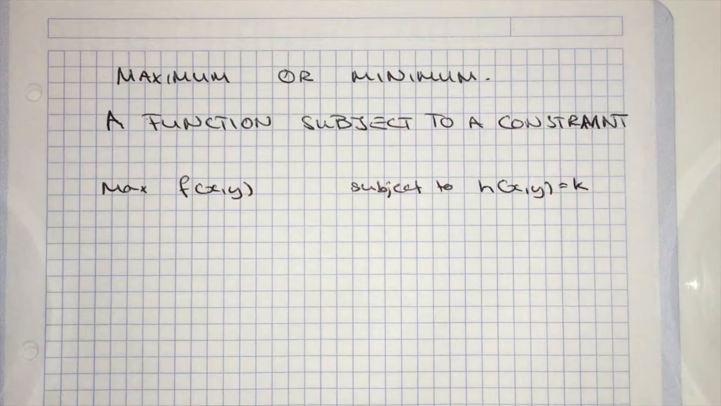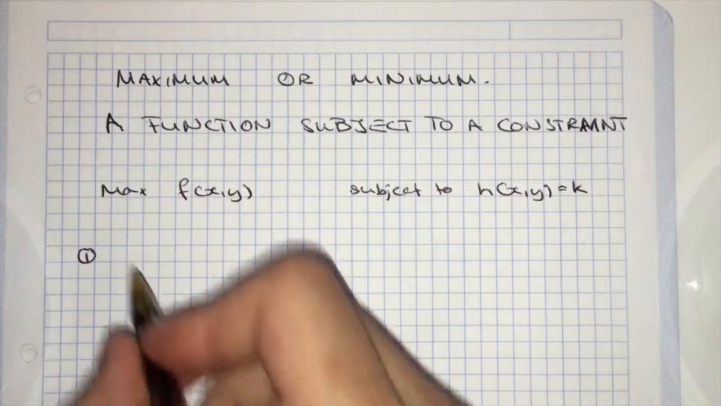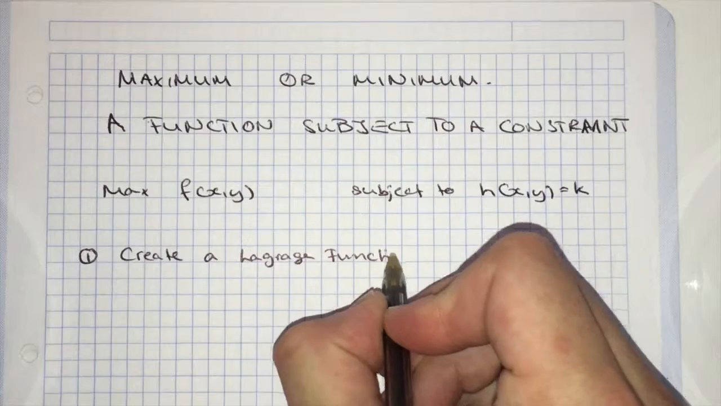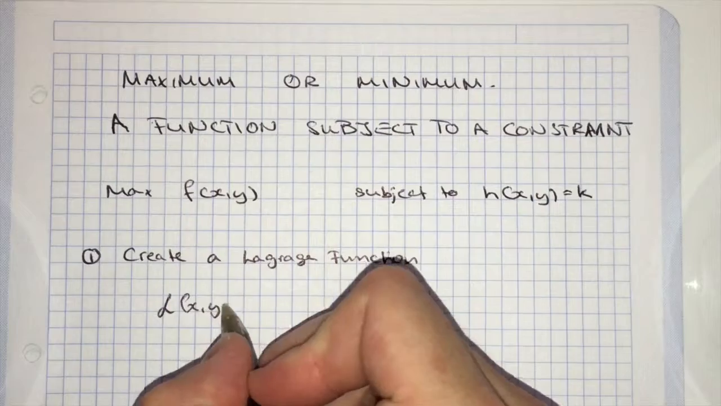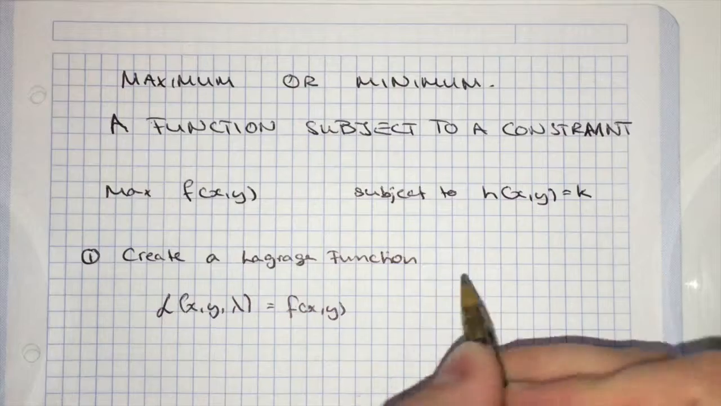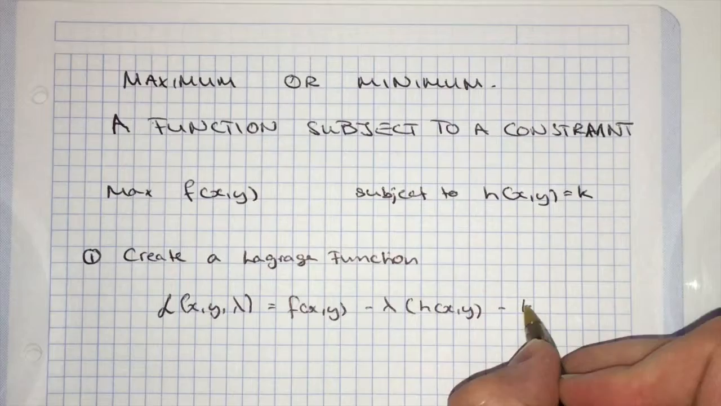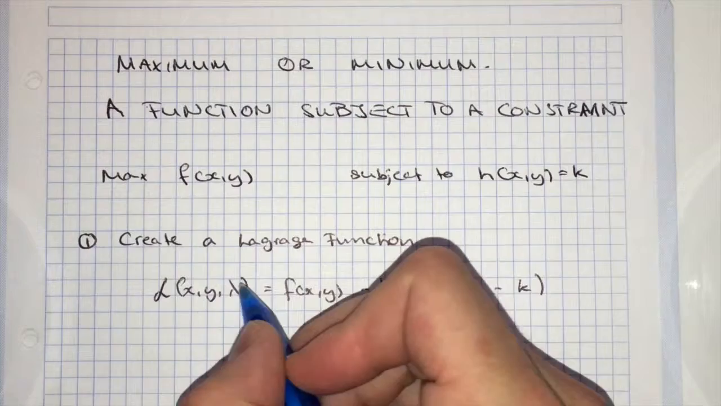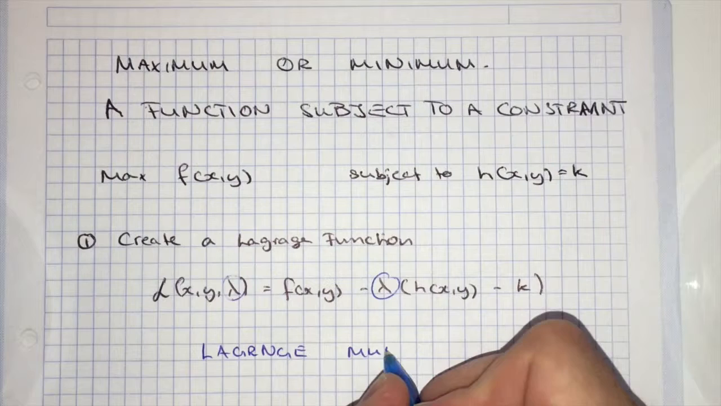So in order for us to do this, we need to first create a Lagrange function. When creating a Lagrange function, you first of all define the Lagrange function L for x, y, and lambda. So in our case, that's f of x and y minus lambda times h of x and y minus k. In this case, I'm highlighting both the lambdas in blue. Those are called the Lagrange multiplier.